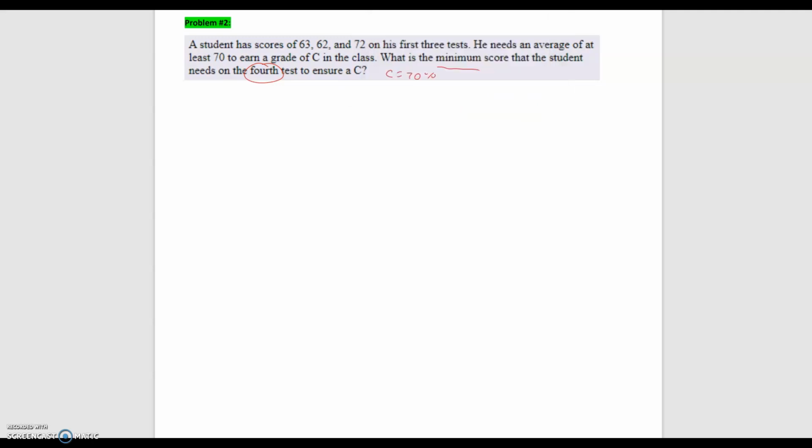So let me start by declaring variables. So let x equal to the 4th score, so the score on exam 4. And then the minimum value to obtain a C, it's going to be given by the following equation. So technically they're talking about an average. In this case, they're mentioning an average.